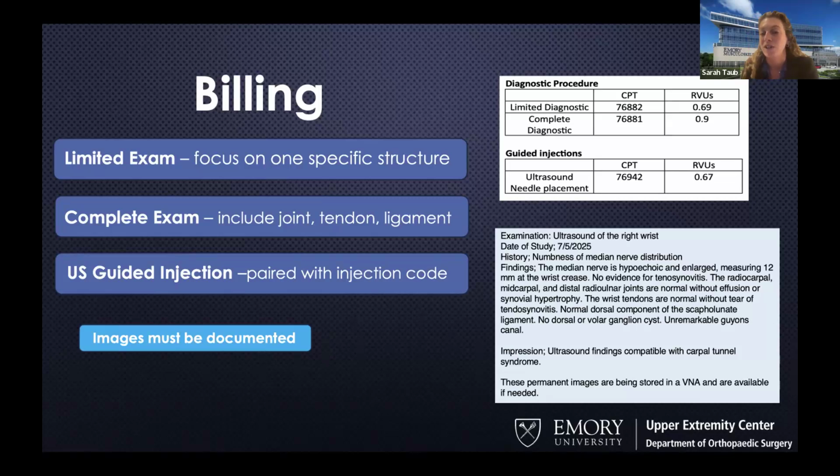So limited, you're looking at one structure. So say you're looking at just a ganglion cyst or a mass. Complete exam is you're looking at truly the joint, tendon, and ligament. And then here I just have a little blurb of how I dictate when I'm looking at a carpal tunnel, just what I would say there.